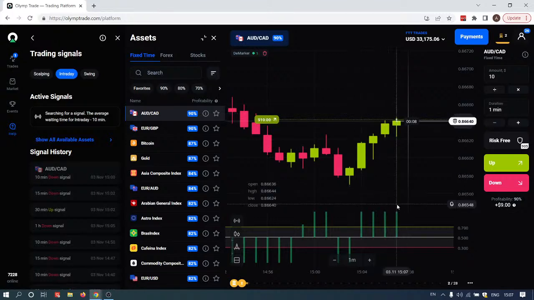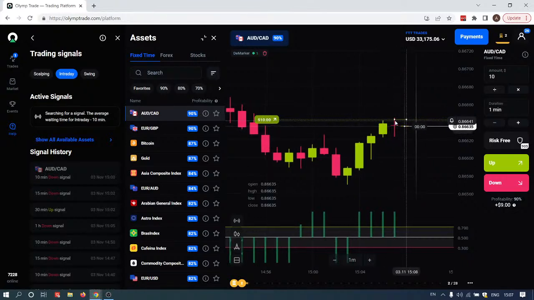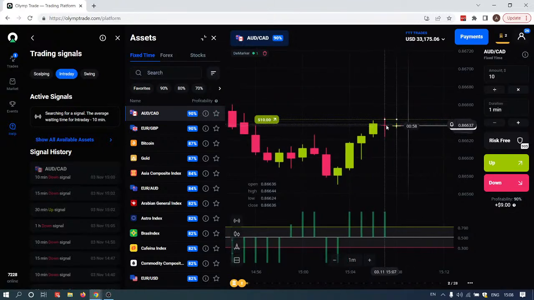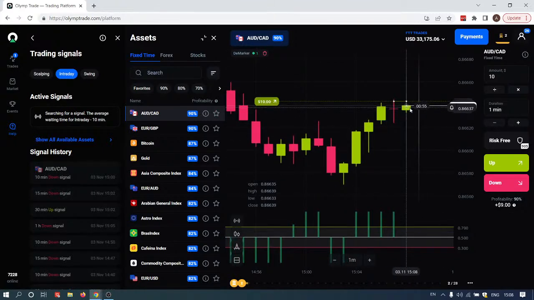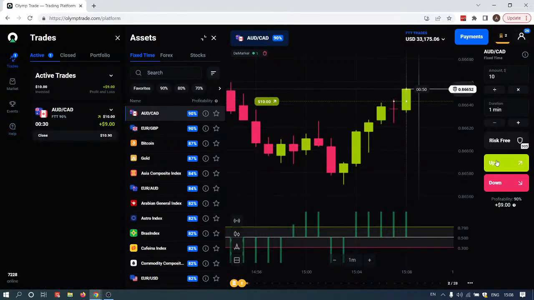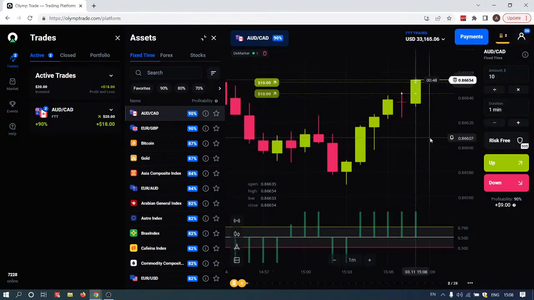So the logic is simple. This indicator, the DeMarker indicator with a period of 1, tells you the very momentum of the chart, and you just open a trade in that direction. So following the momentum of the chart. I don't really know how to explain it in other words, but the essence is that you're following the momentum, the momentary movement of the chart.